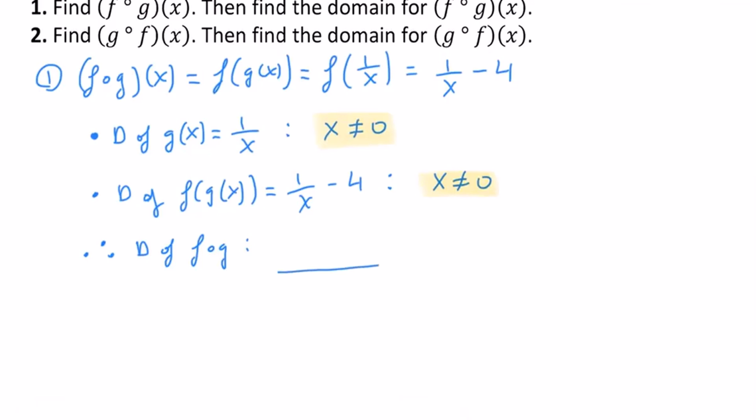So we have a number line with a 0. X cannot equal to 0, so there's a hole at 0 there. So our domain is from negative infinity up to 0, not including 0, so parenthesis, union from 0 to infinity.